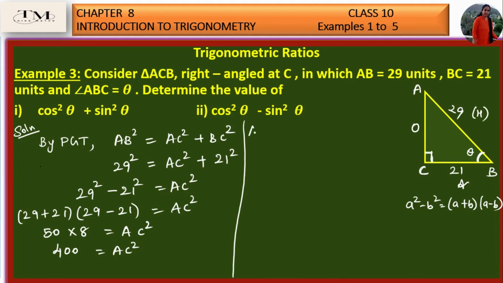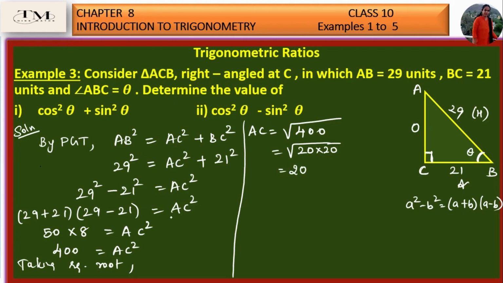So what is AC? So AC is equal to square root of 400. So if we take square root on both sides, power 2 gets cancelled. So AC square will become AC after taking square root. So this root 400 is nothing but square root of 20 into 20. So if the number is in pair, we will get the answer as number 20. AC is equal to 20 units. Now we got AC is equal to 20 units.